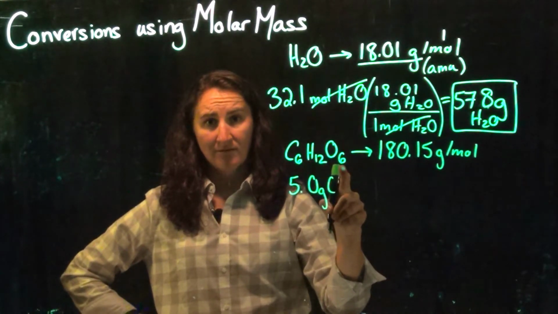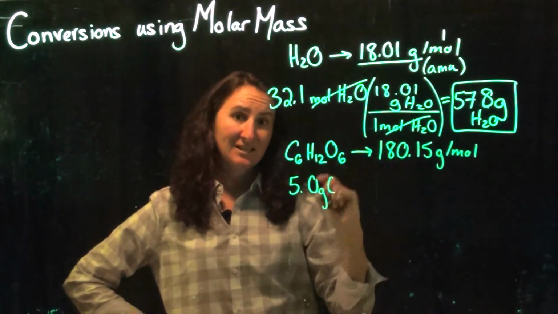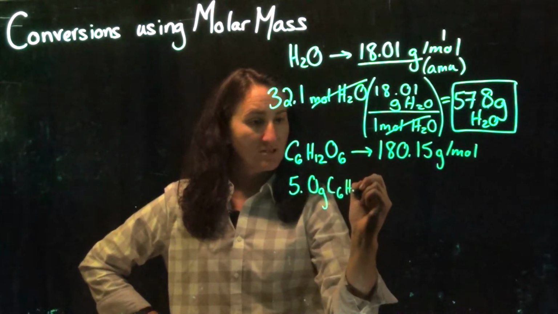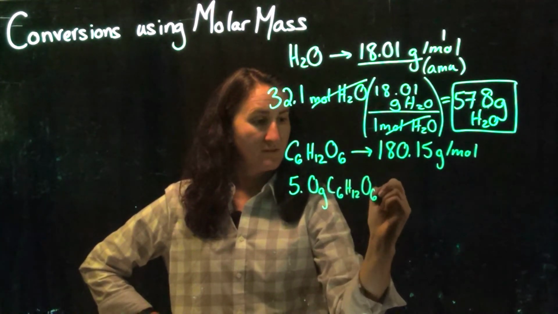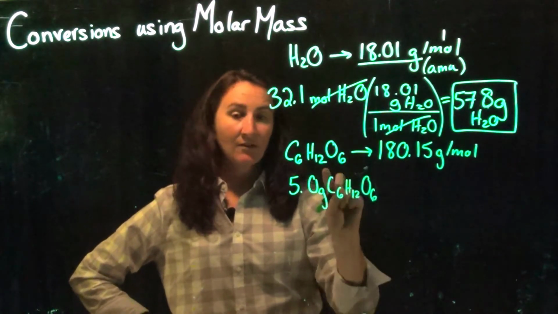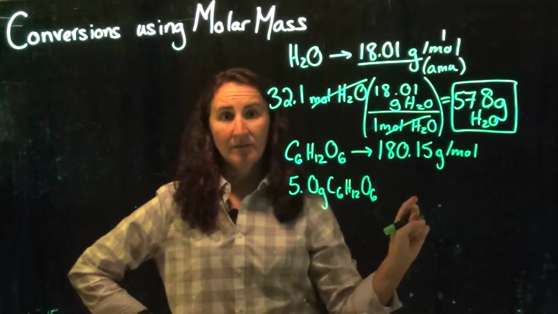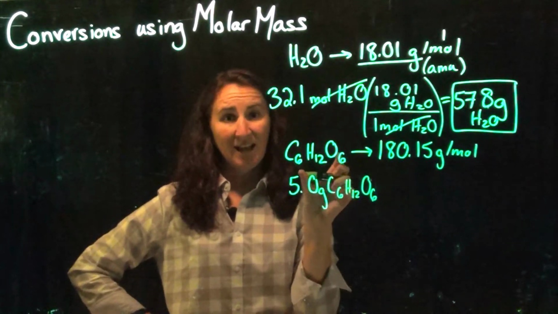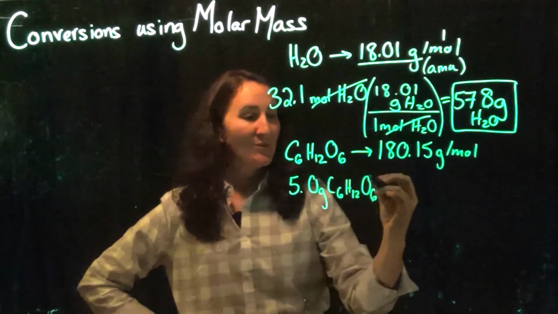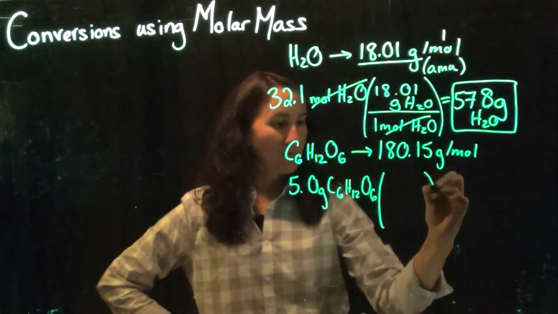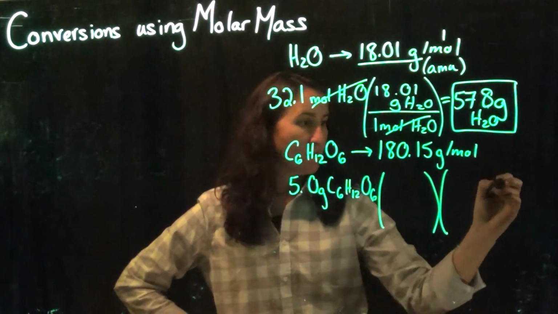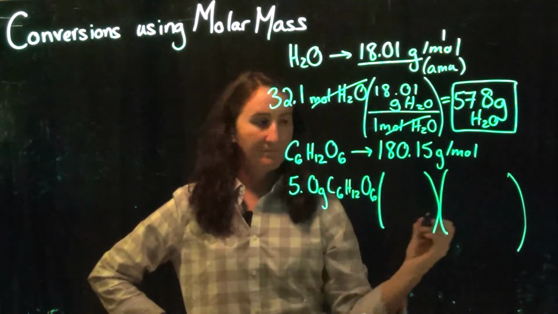So my question for you is, if I have 5 grams of this compound, how many molecules of this compound do I therefore have? We're going to have to do a couple of steps to get there. So 5 grams of C6H12O6. Remember, if we have grams, we can't go straight to molecules or straight to atoms. We have to stop through moles. It's kind of like the train station. You can't just bypass it. You have to go through it. So in this case, we're going to go from grams to moles, and then from moles to molecules.